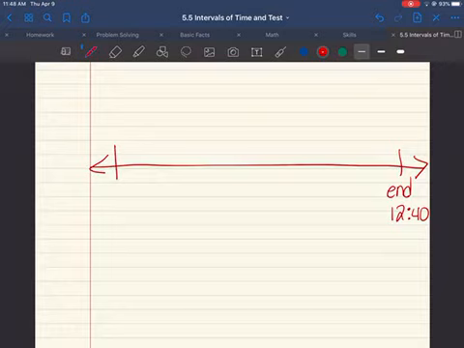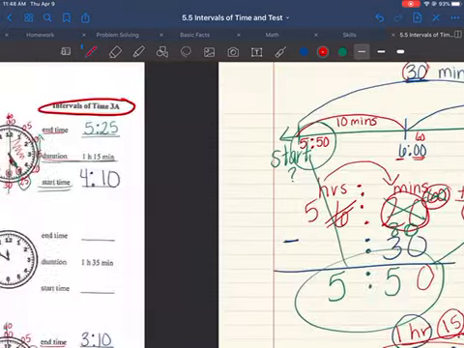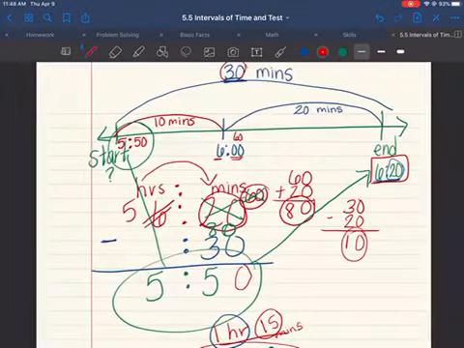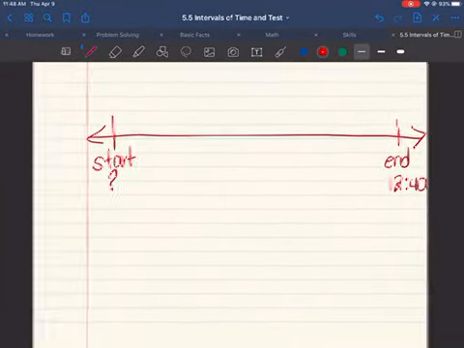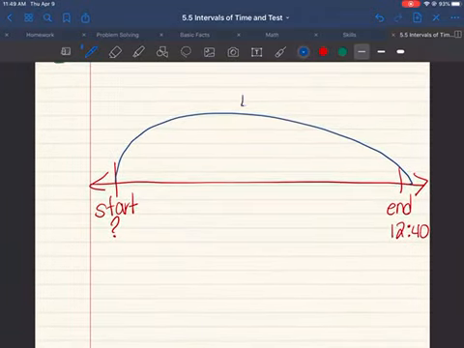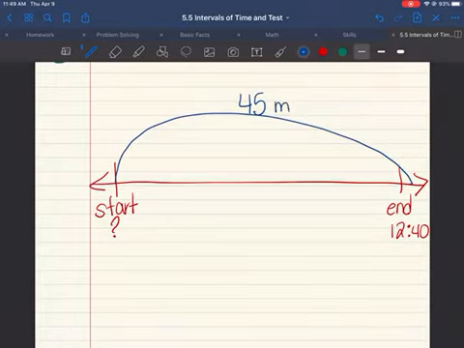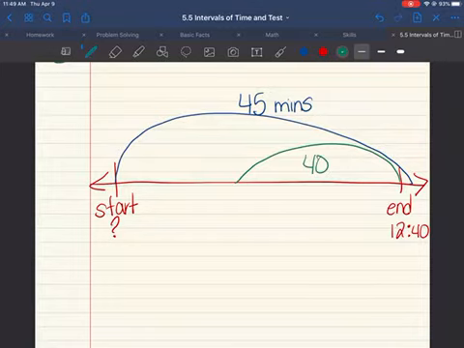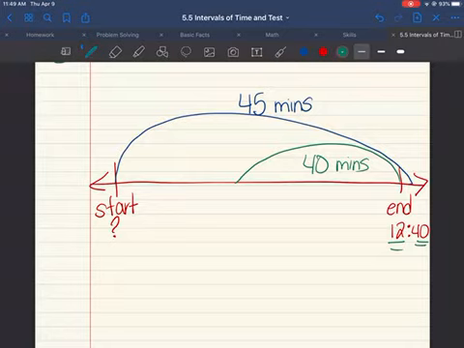Remember that in these problems, we do not know the start time, but we do know the duration. The duration was going to be 45 minutes. So we're at 12:40 and we're going to jump back 45 minutes. The first jump that I'm going to do is going to be a mountain for 40 minutes. Why 40? Because it's 12:40. So I'm going to take away those 40 minutes.